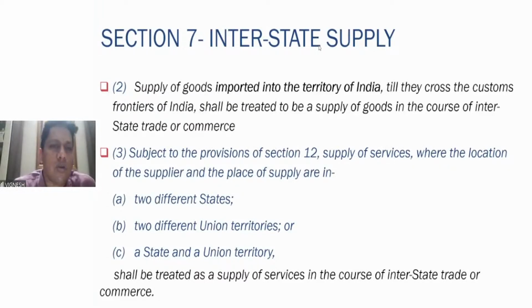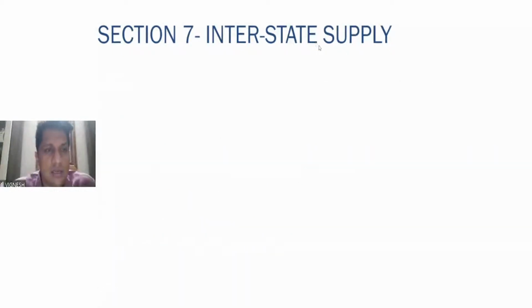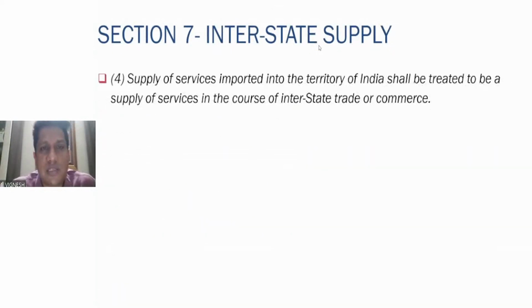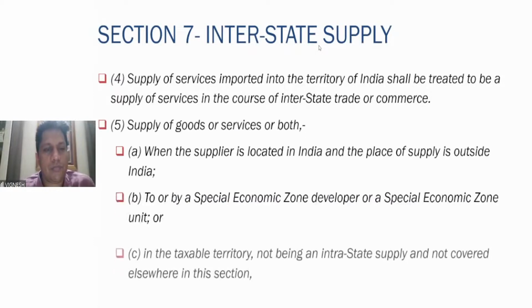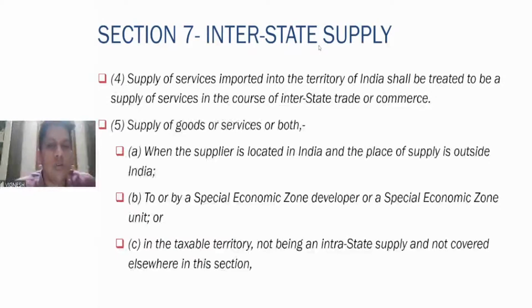Supply of services where the location of supplier and place of supply are in two different states or two different union territories or one state and one union territory shall be treated as supply of services in the course of interstate trade or commerce. Fine. That is your 7 subsection 3. And similarly 7 subsection 4: like you import goods, you can import services as well, if you are procuring services of any nature from a person outside India. Therefore, supply of services imported into the territory of India shall be treated as supply of services in the course of interstate trade or commerce. Fine. That is your 7 subsection 1, 2, 3 and 4.